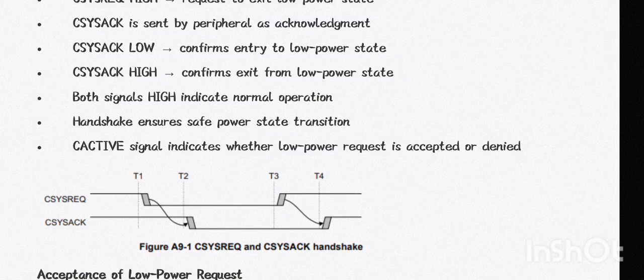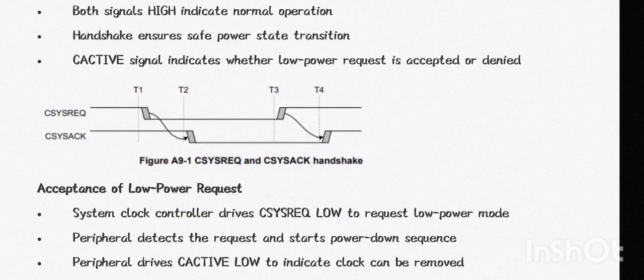CSYSACK is sent by the peripheral as acknowledgement. When CSYSACK is low, it confirms entry to low power state. CSYSACK high confirms exit from low power state. Both signals high indicate normal operation. The handshake ensures safe power state transition. The CACTIVE signal indicates whether a low power request is accepted or denied.